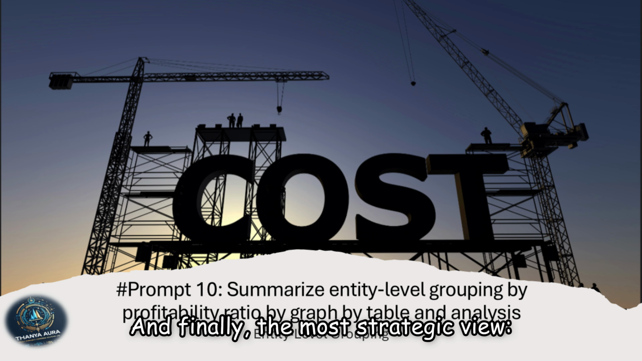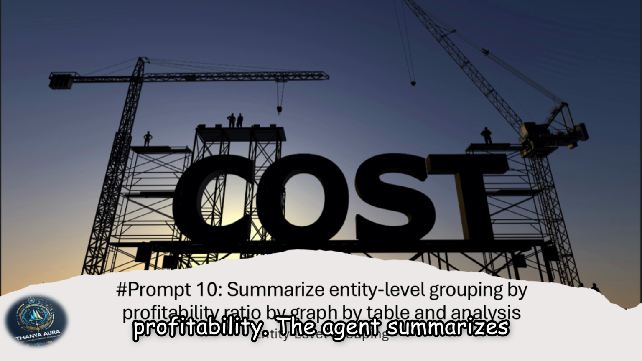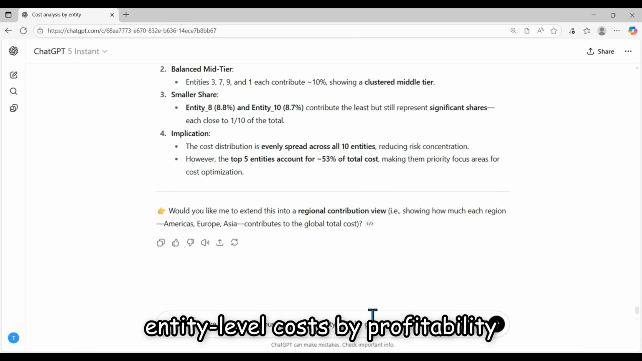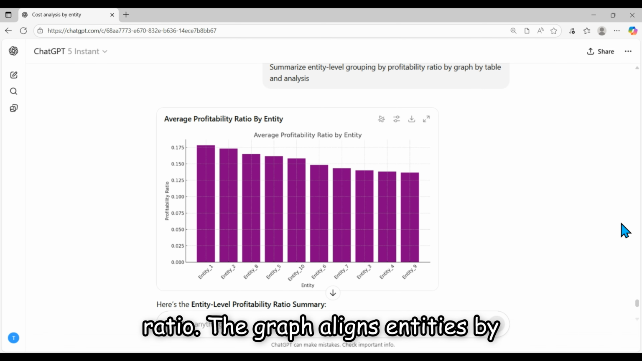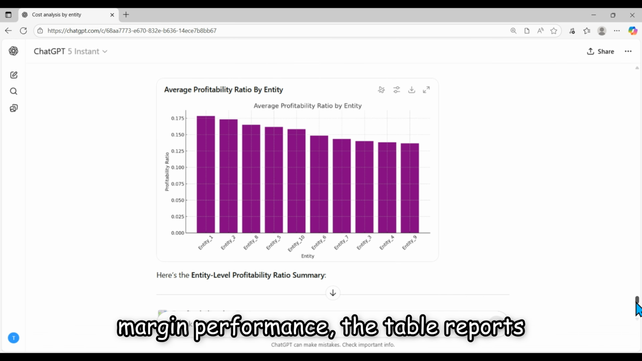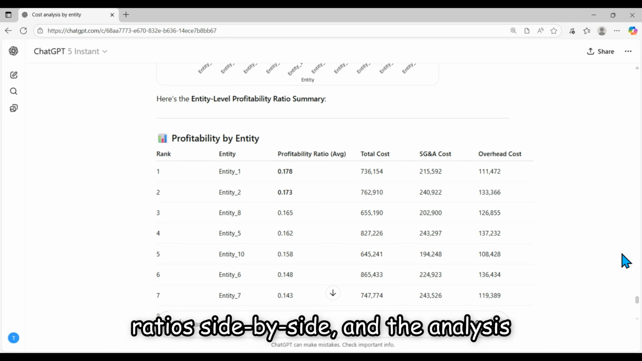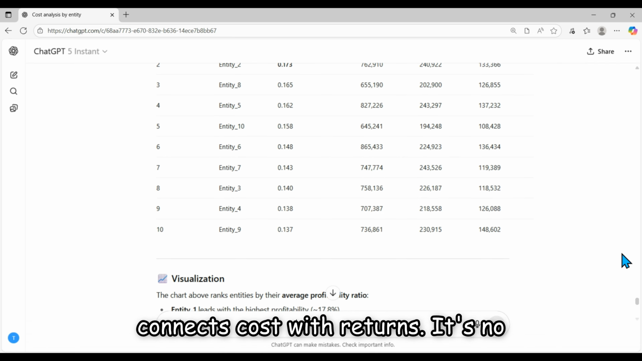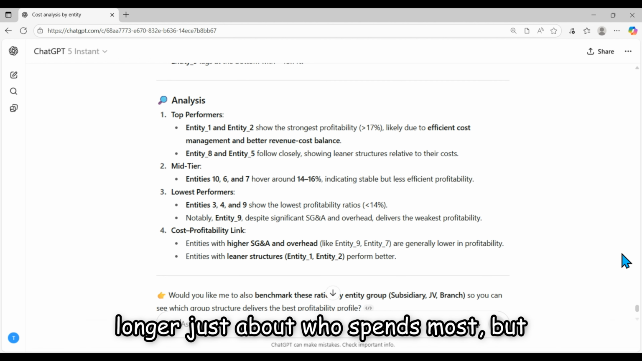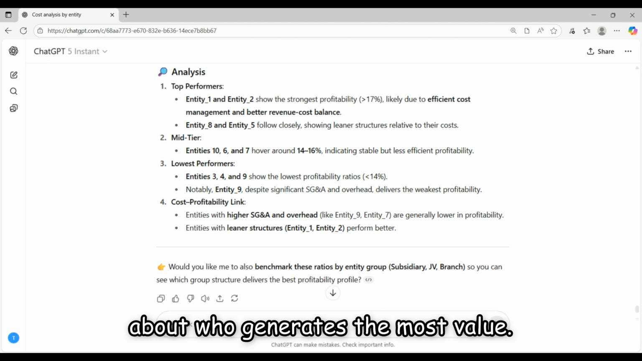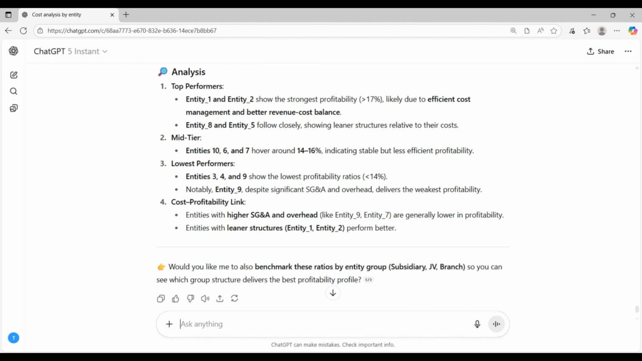And finally, the most strategic view: profitability. The agent summarizes entity-level costs by profitability ratio. The graph aligns entities by margin performance, the table reports ratios side by side, and the analysis connects cost with returns. It's no longer just about who spends most, but about who generates the most value.